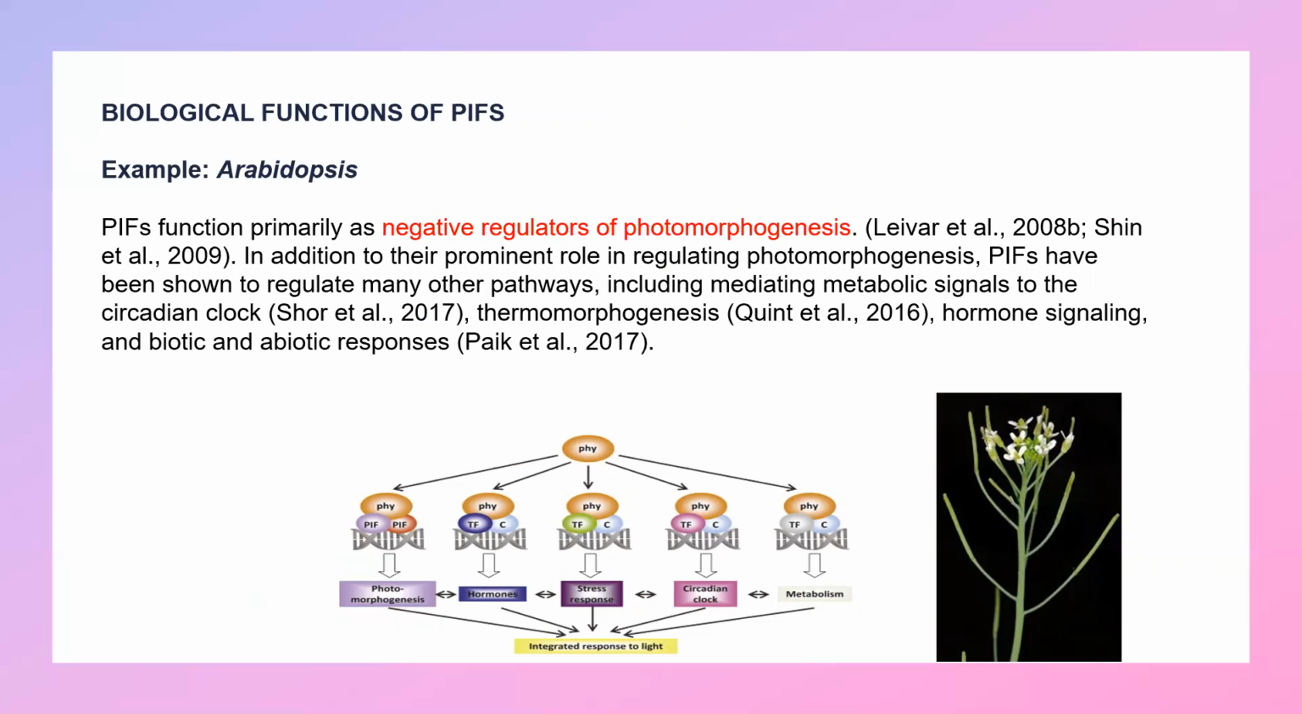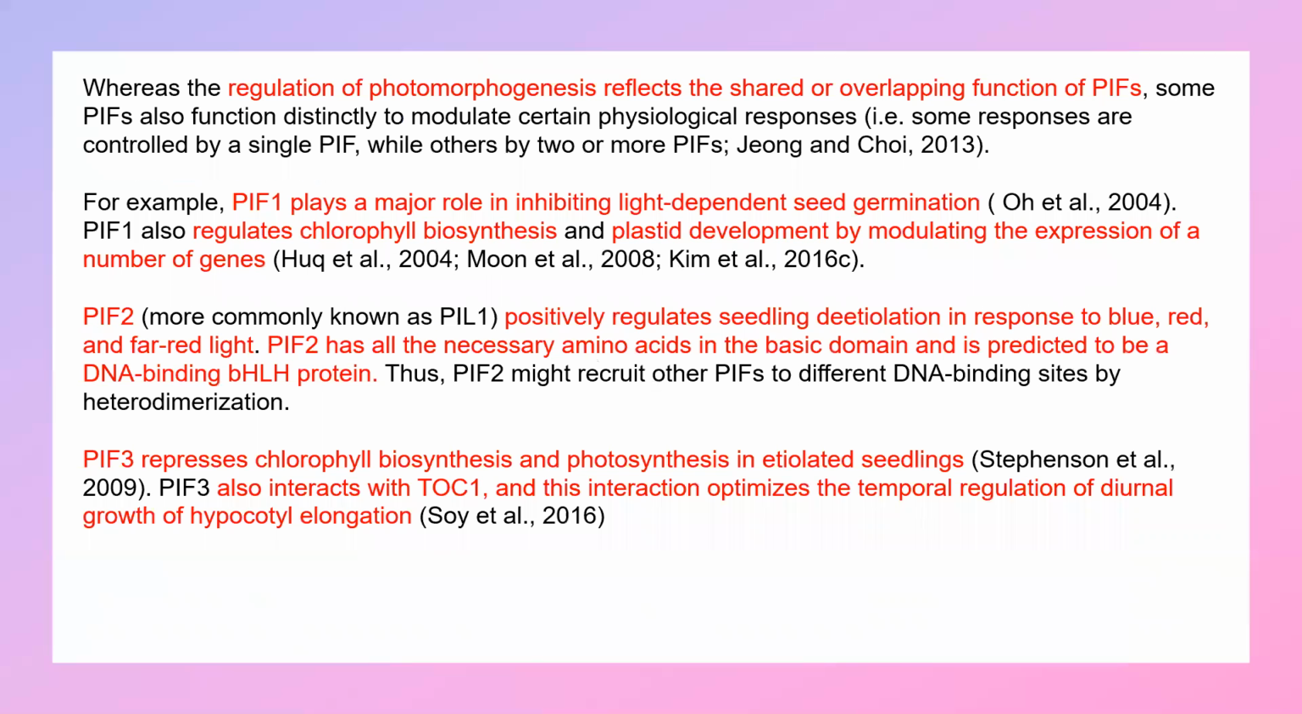Phytochrome interacting factors function primarily as negative regulators of photomorphogenesis. In addition to their prominent role in regulating photomorphogenesis, PIFs have been shown to regulate many other pathways, which include metabolic signals, the circadian clock, thermomorphogenesis, hormone signaling, and biotic and abiotic responses. Regulation of photomorphogenesis reflects the shared or overlapping functions of PIFs. PIFs also function distinctly to modulate certain physiological responses, which are controlled by a single PIF.